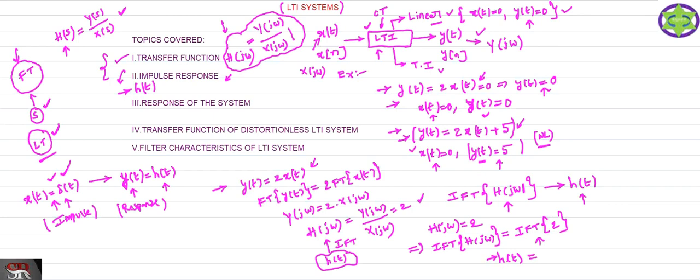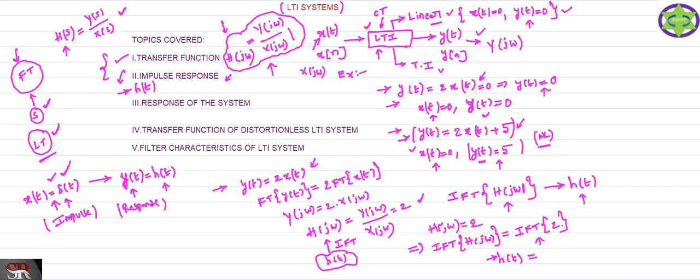So if you want to find out the impulse response for the LTI system, one equation is given to you in the examination. The LTI system is described with respect to the equation. In the examination they ask: find out the transfer function, find out the impulse response. If you want to find the transfer function, you just apply the Fourier transform on both sides of the equation, so that you will get Y(jω)/X(jω). Once we get the transfer function, you apply the inverse Fourier transform to get the impulse response of the signal, which is your h(t).